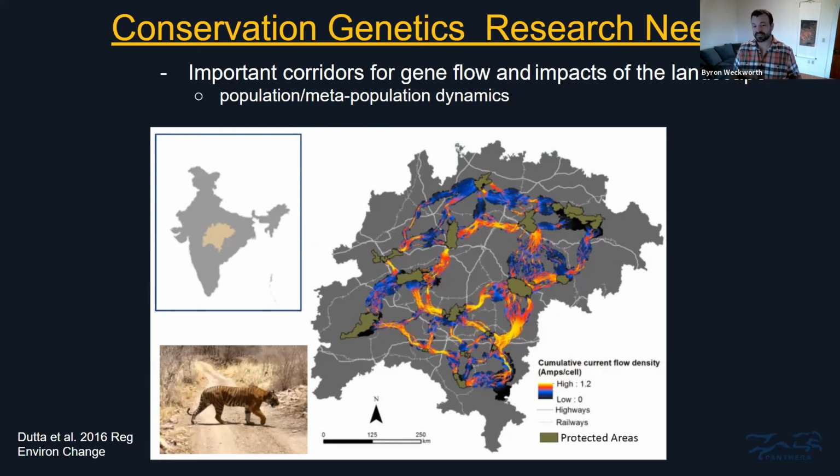Where genetics comes in is it tests this and says, are we predicting areas of connectivity among those protected areas for tigers correctly, or some of these areas we think are connected are not, or maybe some that we don't think are. So genetics provides a great tool to then test a lot of our habitat modeling and a lot of these connectivity analyses.